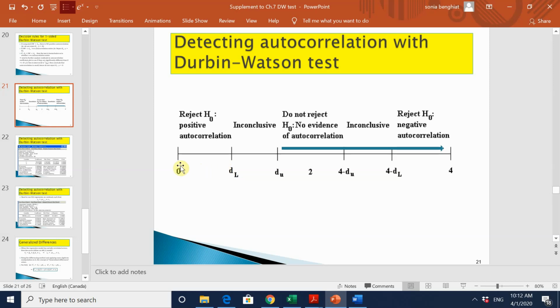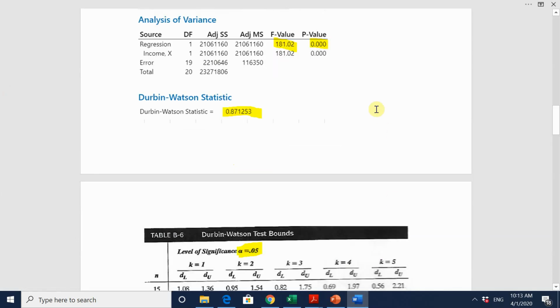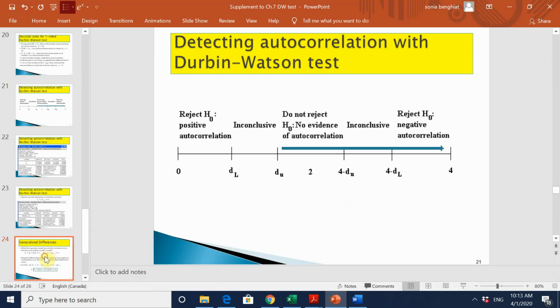Hence, I must reject the idea that I have no autocorrelation. So in fact, I have positive autocorrelation in my data, in my residuals. This is just one example. Okay, continuing on.